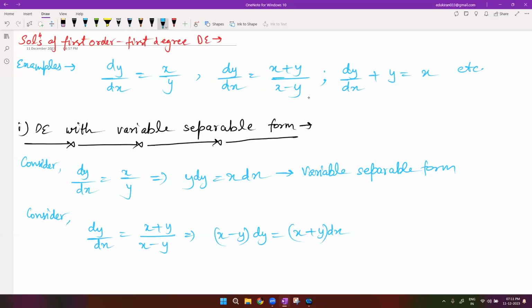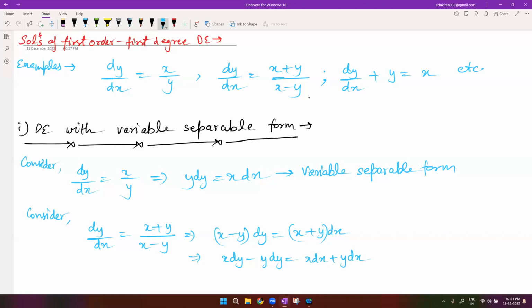Now you can clearly see with dy, there is a term of x. We don't want this, right? And with dx, there is a term of y. So we thought, let's solve it more. Maybe we will be able to separate them.